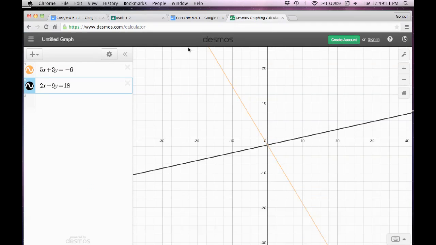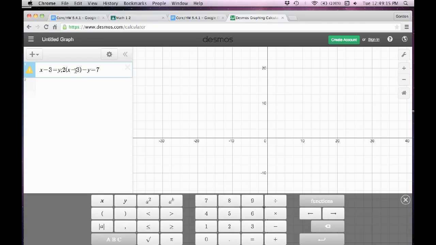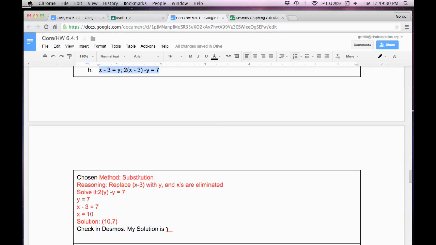Let's check our work. Hello, Desmos. Fancy meeting you here. Get rid of this stuff. Go away. All right, come back. You're welcome. Where do they cross? They cross at 10, 7. What did I say? They cross at 10, 7. Oh yeah. And I spelled correctly.